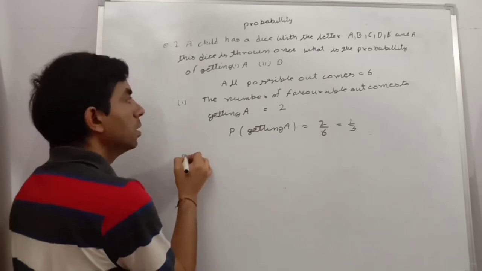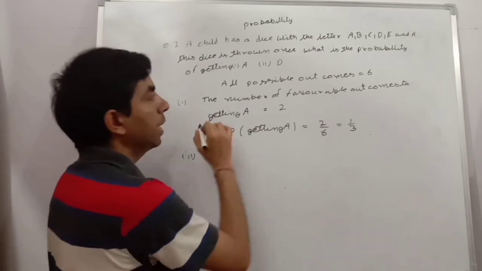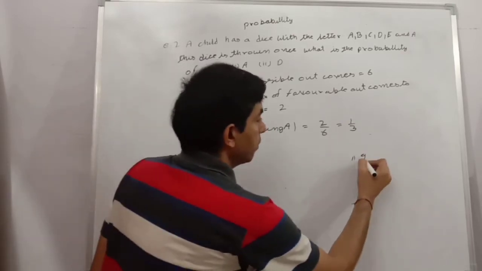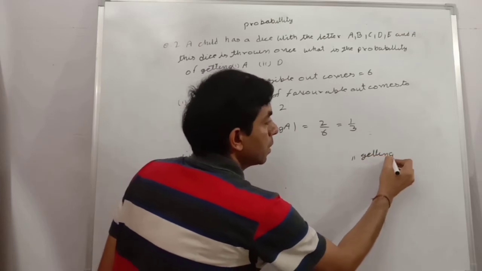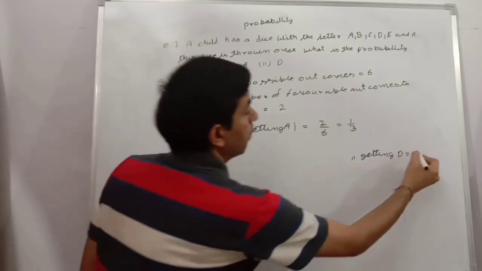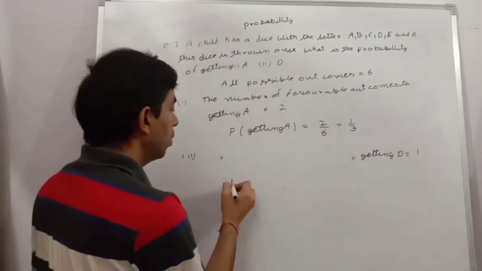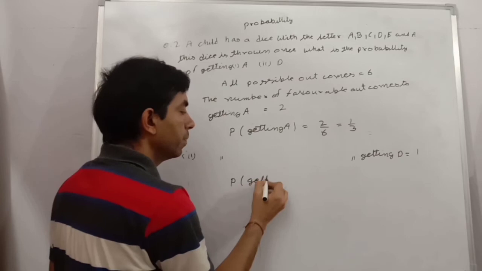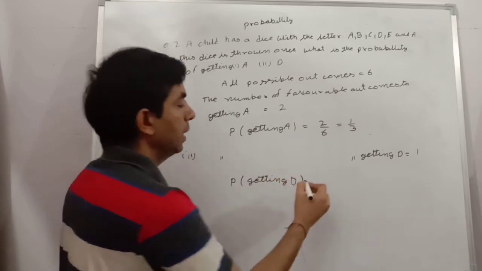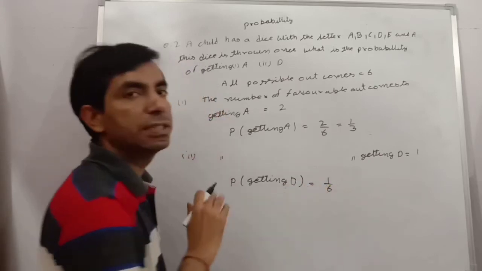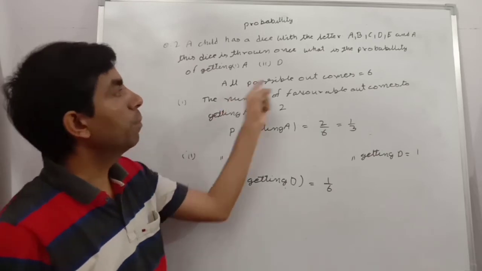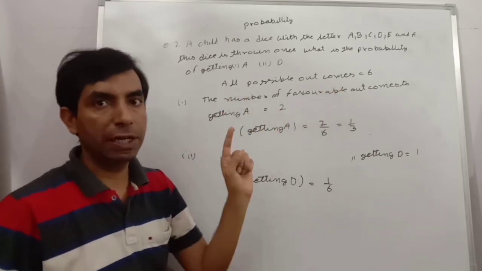Next, the language is the same: the number of favorable outcomes for getting D. Here D comes only one time, so the number of favorable outcomes is 1. So the probability of getting D is 1 upon 6. It is our answer. Always remember that all possible outcomes we write only one time.